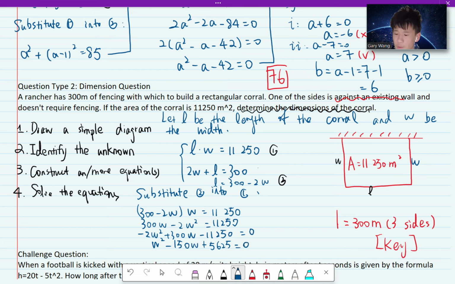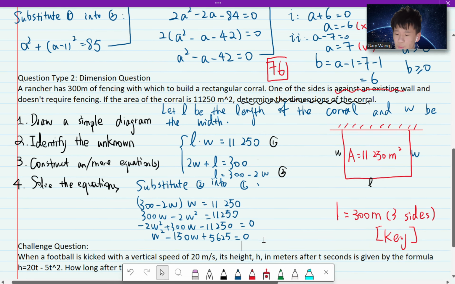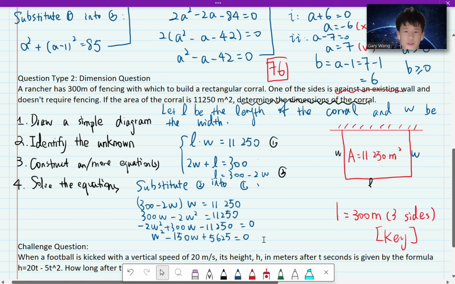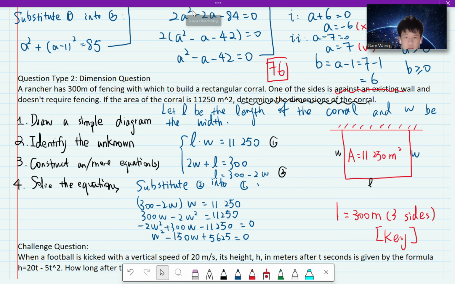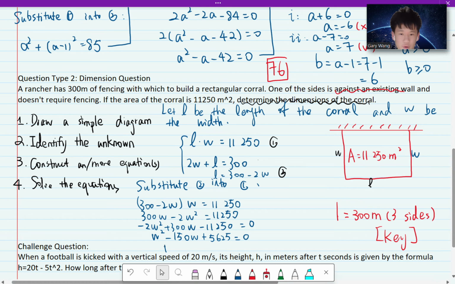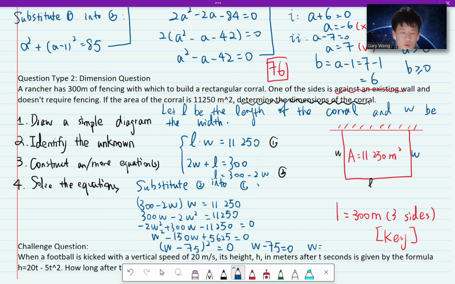And then we can still try to solve the question by inspection. And the inspection of this question will be a bit more complicated. So let's take a look. And surprisingly, we can see that this is actually a perfect squared trinomial. So it's actually W minus 75 squared equal to 0. So W minus 75 equal to 0 and W equal to 75.